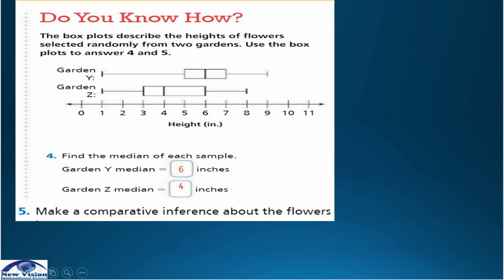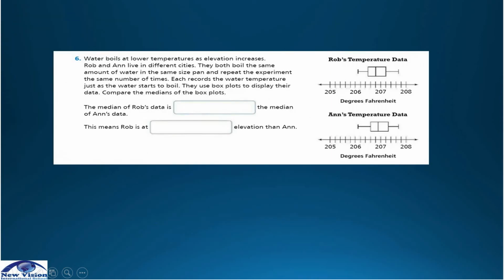So number 5 question, make a comparative inference about the flowers. Knowing that the median of garden Y is at 6 and knowing that the median in garden Z is at 4, what inference can you make? You will say the flowers in garden Y are generally taller than the flowers in garden Z. Wasn't it easy? Now let's go to number 6.